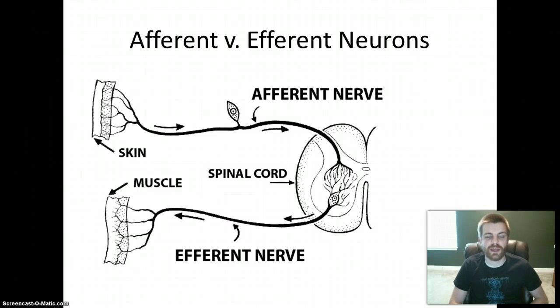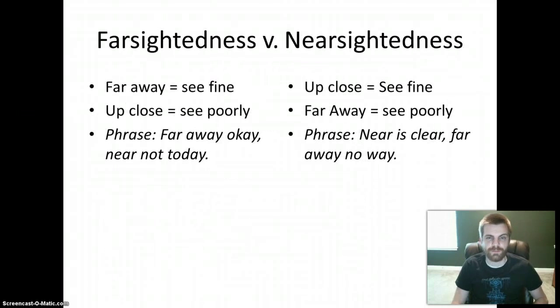The purpose of this would be, if your skin is placed on a hot plate, you're quickly going to detect this and pass along the message via afferent nerve fibers to your brain and spinal cord. The result is that your brain will quickly send a message back via an efferent nerve fiber to tell your muscle to move your hand. That way you don't burn yourself. It is a very important process as part of neurotransmission.